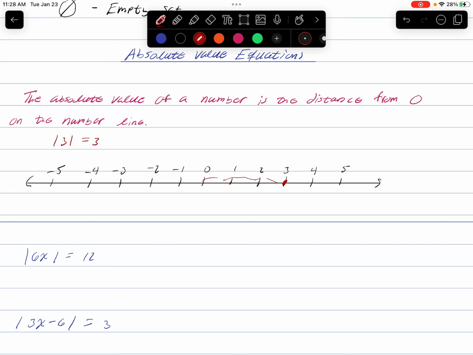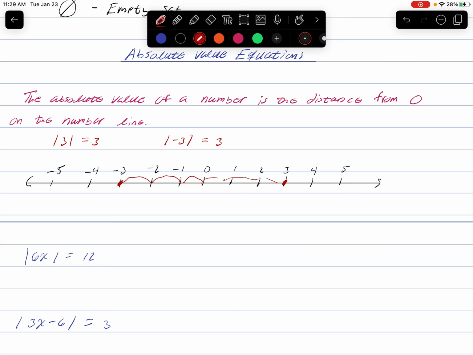Okay, but let's say we wanted to find the absolute value of negative 3. So we find negative 3 here, and what we would do is count from 0 how far negative 3 is. So it is 3 units away from 0. So we would say the absolute value of negative 3 is 3.